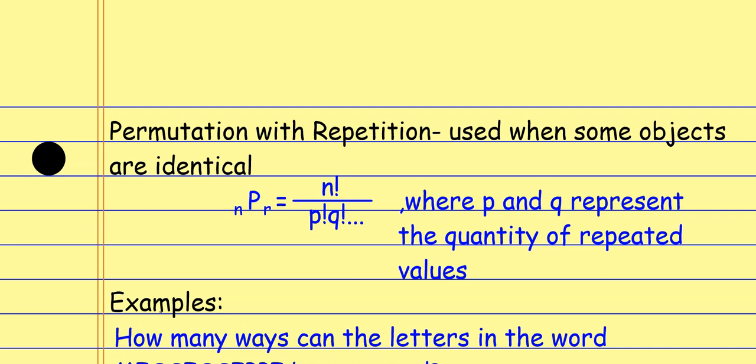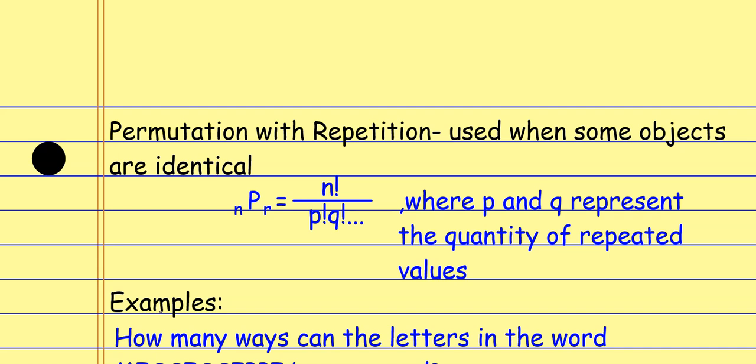So next we're going to talk about a permutation with repetition. This is basically when some of the things are identical. In other words, there are some things that are exactly the same. So when I switch them, it doesn't actually change my result. Even though order matters, switching certain pieces doesn't change what I have.